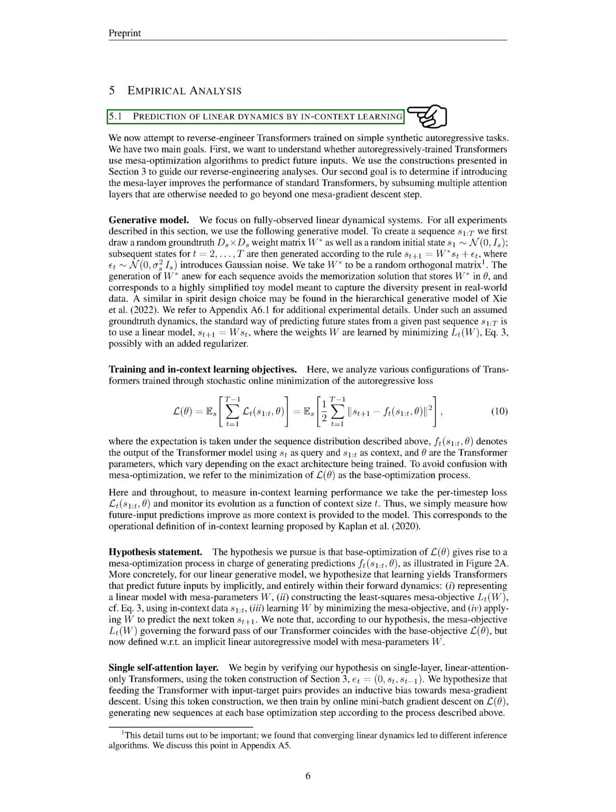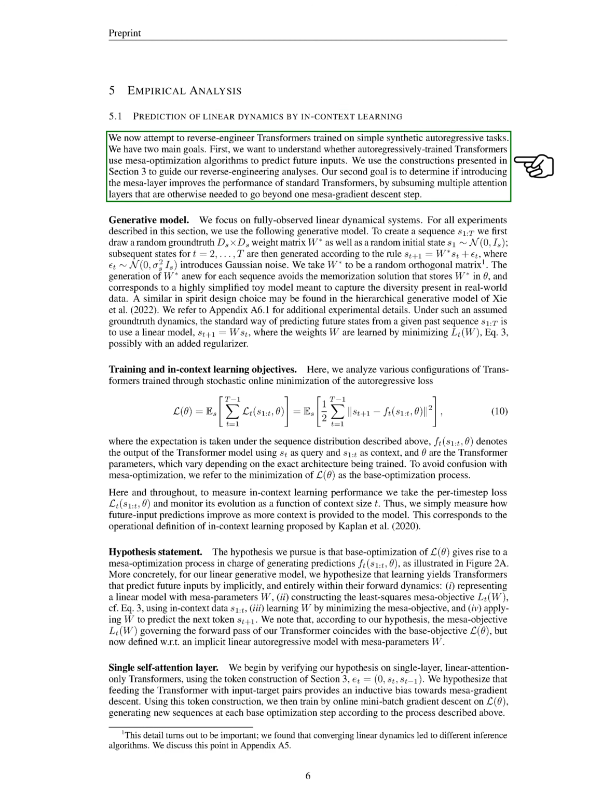Section 5.1: Prediction of linear dynamics by in-context learning. In this section, we aim to understand how transformers, trained on simple synthetic autoregressive tasks, predict linear dynamics. We have 2 main objectives. Firstly, we want to see if these transformers use mesa-optimization algorithms to predict future inputs. Secondly, we want to find out if adding a mesa layer can enhance the performance of standard transformers by replacing multiple attention layers. We focus on fully observed linear dynamical systems.